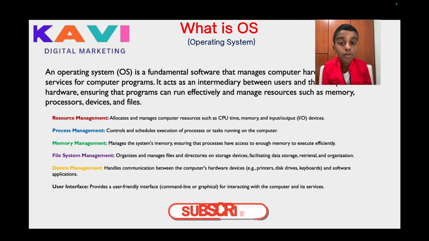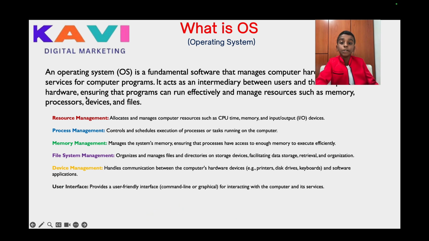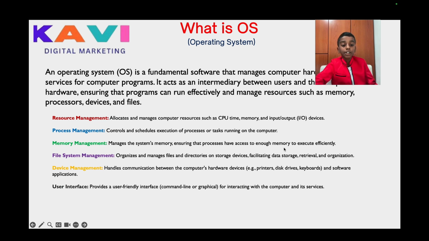Now let's look into what an operating system has in it. An operating system has a lot of things which work for the computer to run smoothly. So here in number 1 we have resource management. Resource management allocates and manages the computer resources such as CPU time, memory and input/output (I/O) devices. And process management controls and schedules execution of processes or tasks running on the computer. Now here we have memory management. Memory management manages the system memory, ensuring that processes have access to enough memory to execute efficiently.